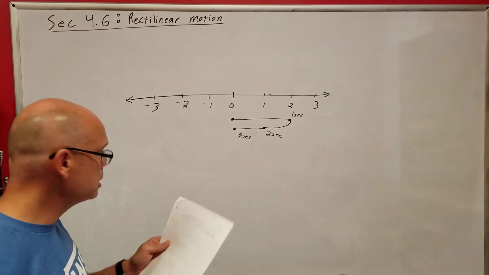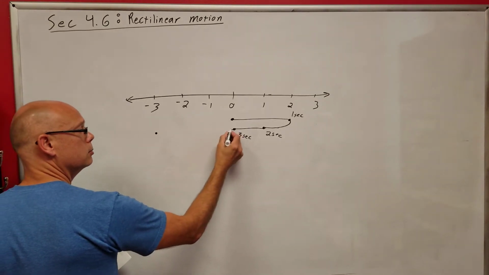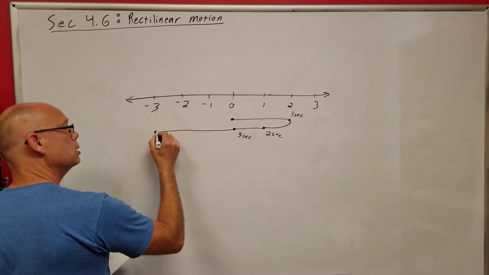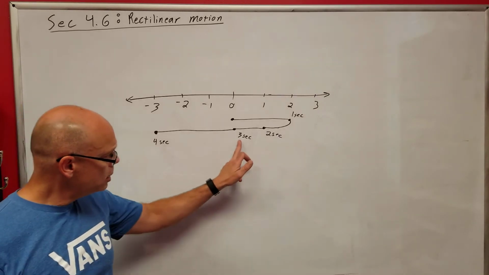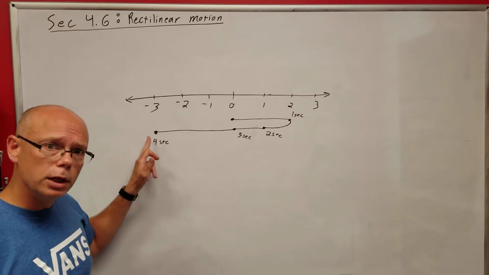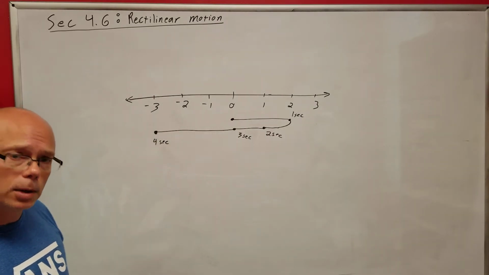And then after 4 seconds, your particle is at position -3. So here is 4 seconds. So you can tell it kind of speeded up quite a bit whenever it went from 3 to 4 because it covered like 1, 2, 3 feet basically, okay?